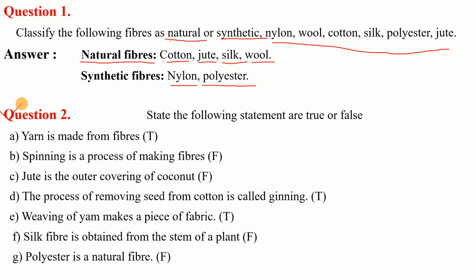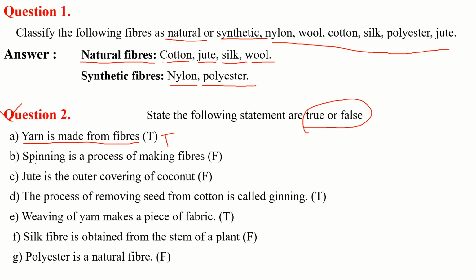Moving towards the second question. State whether the following statements are true or false. They have given some statements, and we have to say whether each statement is true or false and note it down. Okay. First statement: yarn is made from fibers. Yes, we have seen that yarn is actually made from fibers. So we have to write true.